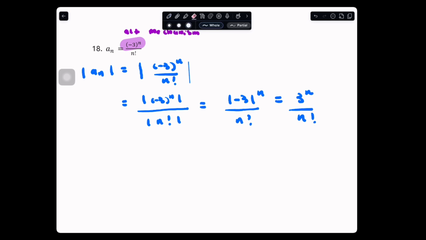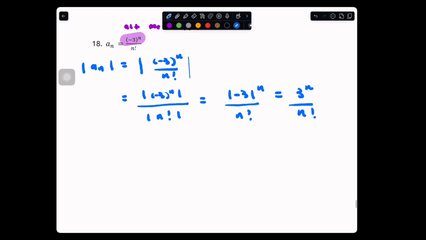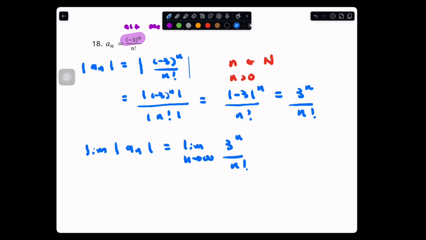And the reason we can remove the absolute value sign for n factorial is because n is a natural number, right? Which means our n is positive. Alrighty. So we're going to now look at the limit here of the absolute value, which will be the limit of 3 to the n over n factorial as n goes to infinity now.